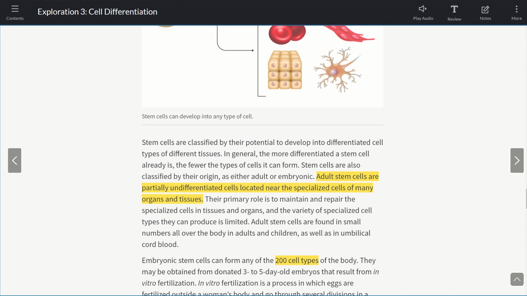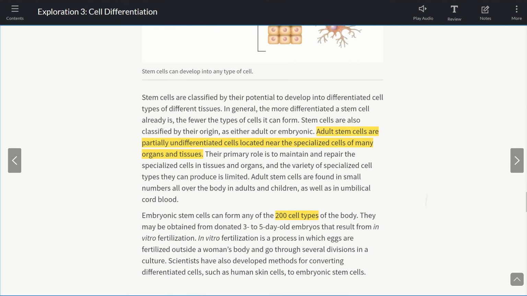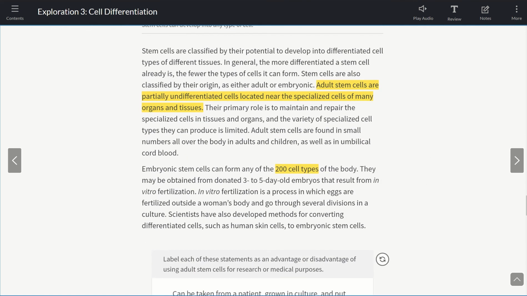This gives your body the flexibility to meet whatever needs it has without having to necessarily copy an already existing cell. They can tap into some of the adult stem cells that exist and turn those adult stem cells into something that's needed. Now, like I said, your body has 200 different types of cells. And when you're in the embryonic stage, those cells can literally become anything that your body needs.